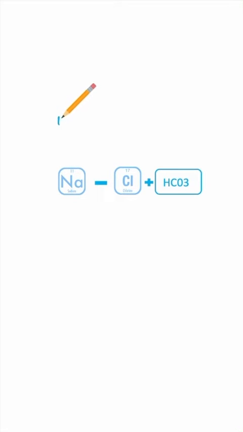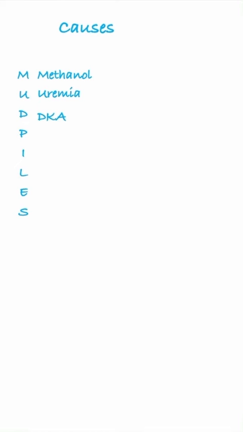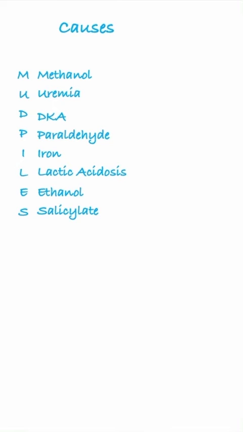An increased anion gap, or a number greater than 12, or whatever number you want to use, has a much more broad spectrum of causes. For that reason, a lot of people like to use acronyms when looking at this, such as MUDPILES, where M is methanol, U is uremia, D is DKA, P is paraldehyde, I is iron, L is lactic acidosis, E is ethanol, and S is salicylates.